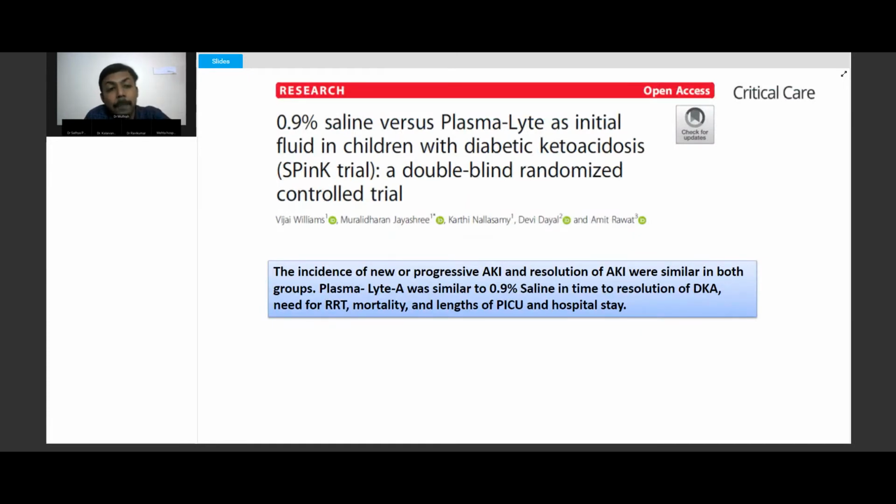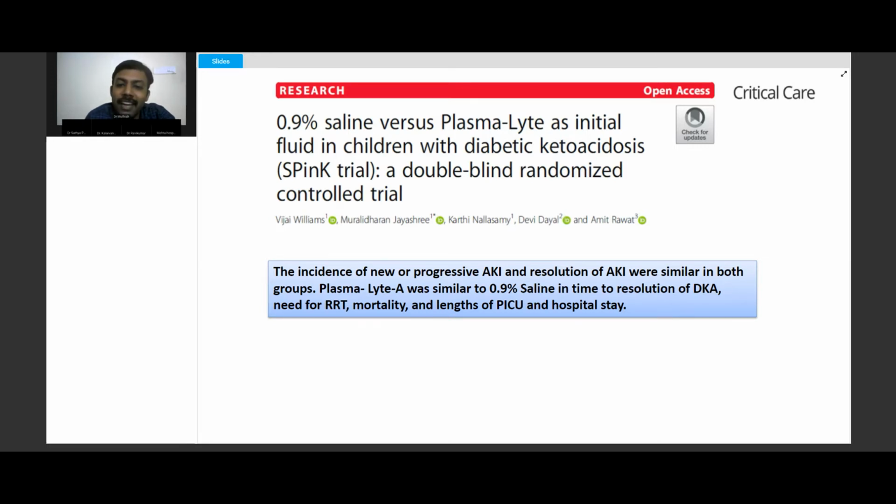There is this one SPINK trial from PGI Chandigarh, a single center, small sample size study, where they studied saline versus Plasma-Lyte in DKA children, and they found out, again, in DKA, we give a lot of fluids, right? A lot of fluids. So it's a valid study, basically. The conclusion was the incidence of new or progressive acute kidney injury and resolution of AKI were similar in both groups. And the time to resolution of DKA, need for RRT, mortality, and length of PICU and hospital stay were similar in both groups.